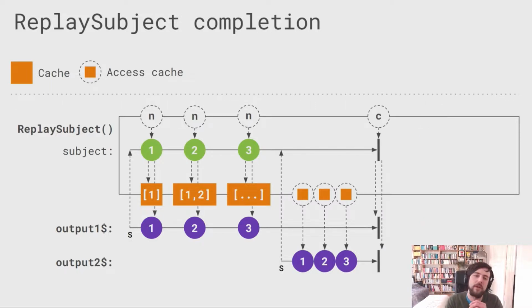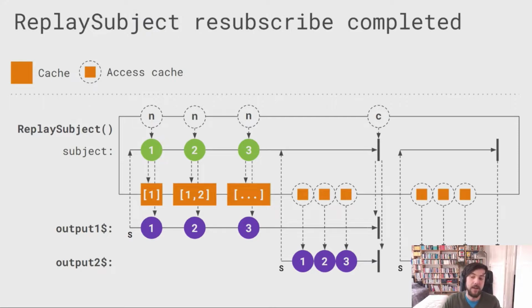So what do you think? What happens if a replay subject completes and I resubscribe to it? Because the case of completion is pretty clear for the first subscription when you subscribe to it and then it completes. But what if it is completed and you subscribe to it? You will receive the full history of the replay subject and then the complete. So it is really replaying its whole life.